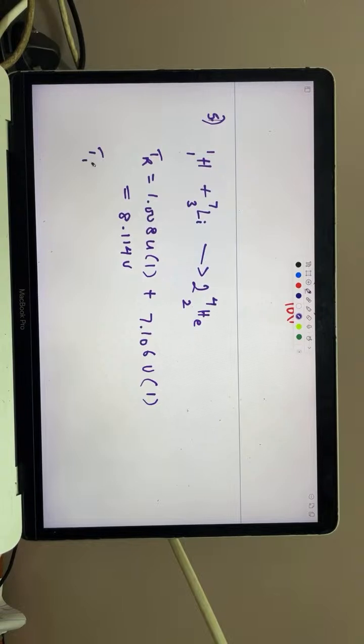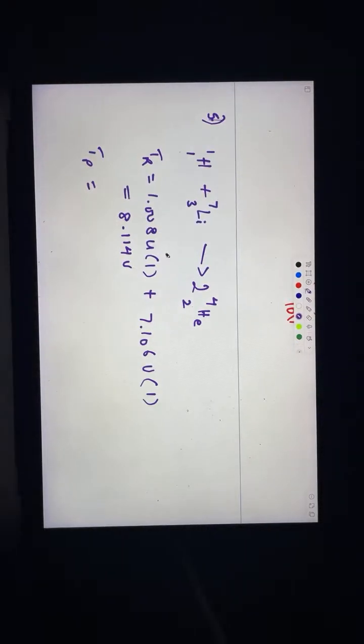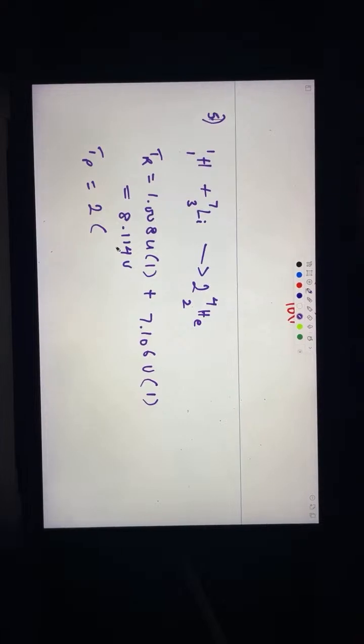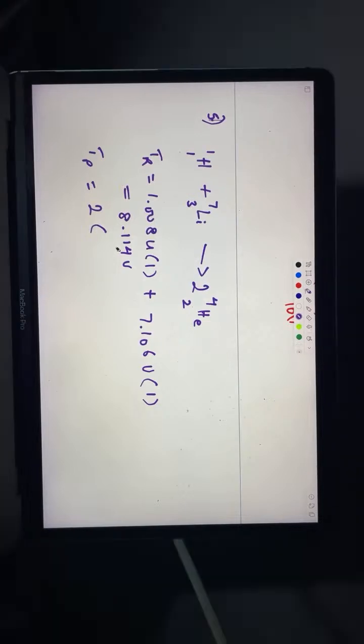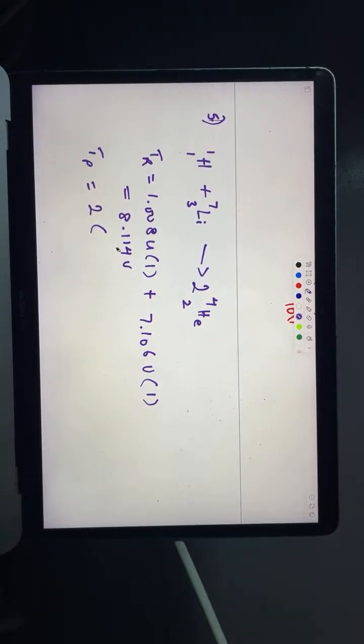Now let's get the total for the product. On the product side, only one thing is formed, and that is helium, and two of it are formed here. So we have 2 times, according to the question, the atomic mass unit of helium, which is 4.004. So we have 2 times 4.004, and if you multiply this, that will be 8.008 U.